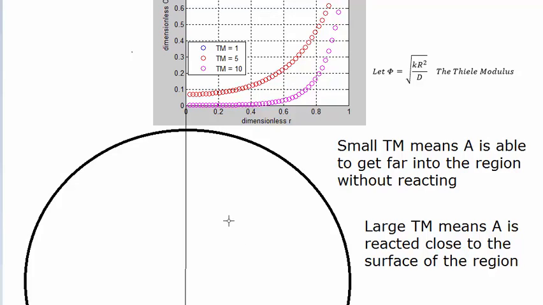So the A was consumed before it got to the center point. That's why you see incredibly low values of A over here when the Thiele modulus is large. Let's explore a little bit more about what is happening, because it's interesting, and it's more interesting than the actual mathematics of the solution per se.